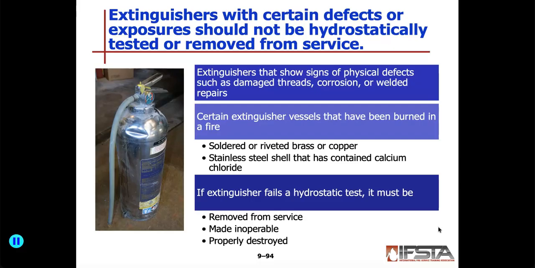Extinguishers with certain defects or exposures should not be hydrostatically tested, and they should be removed from service. So this one here, you see that has a dent, that needs to be removed from service and replaced. Extinguishers that show signs of physical defect, such as damaged threads, corrosion, or welded repairs, those are not good. You need to take those out of service and replace them. Certain extinguisher vessels that have been burned in a fire also need to be removed and taken out of service, because you could have solder or riveted brass or copper, stainless steel shell that has contained calcium chloride.